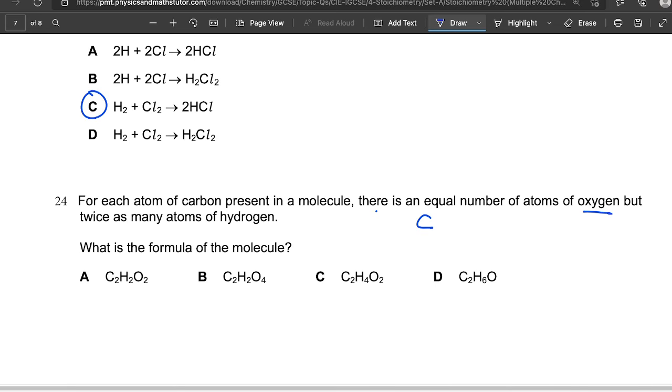So if we have, you can see all of them have 2 carbon. So if we have 2 carbon, oxygen will be 2, but hydrogen will be double it. So we're looking for something like this. So here, this is wrong. Here, no, we need 4 hydrogen. Here, yeah, 4 hydrogen. So that's the answer.